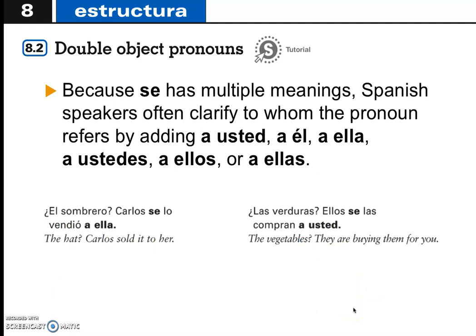And because se has so many meanings, right, often you tag on the a usted, a él, a ella, a ustedes, a ellos, or a ellas, right, so there's no ambiguity. So let's see a few examples. El sombrero Carlos se lo vendió a ella. So that a ella goes with se, right? Las verduras, ellos se las compran a ustedes. So the se goes with a ustedes. So this originally would be les, right? And this over here, this originally would be le. But because of the rule, you can't have le lo and you can't have les las. The le here turns to se and the les here turns to se as well. Vale?